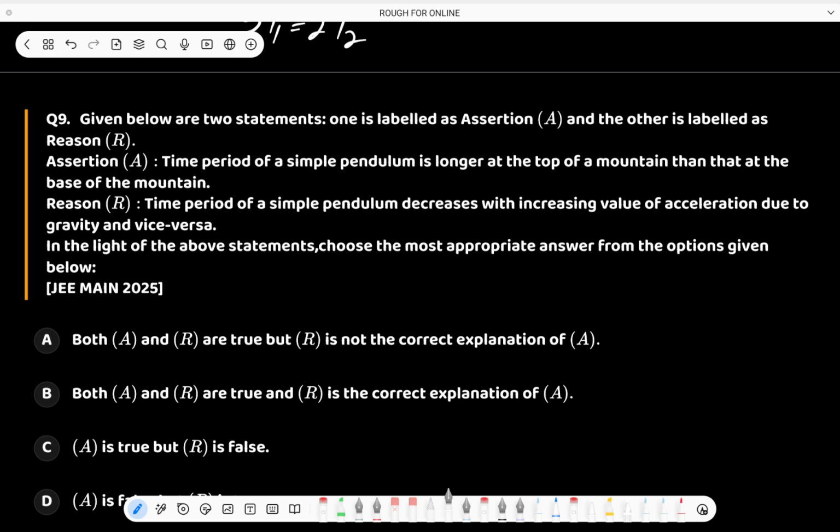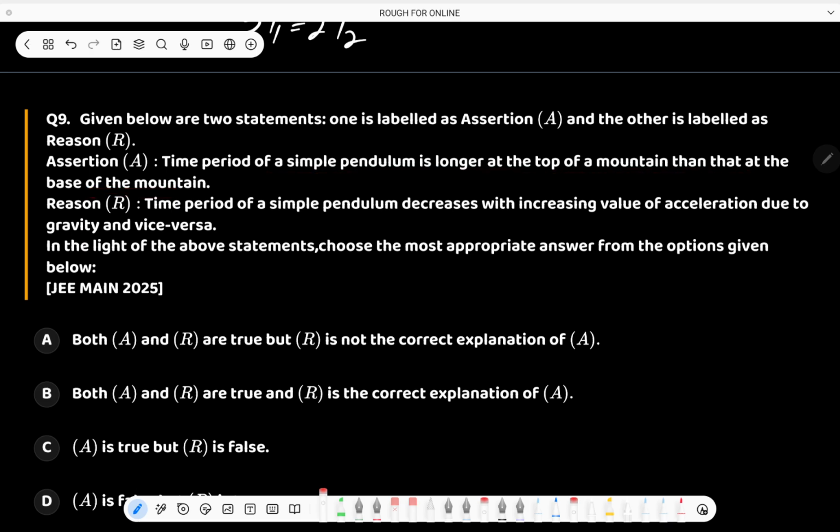As you move away from the surface of earth, as you go upwards, the acceleration due to gravity decreases. When the acceleration due to gravity decreases, the time period should increase. The question says that the time period of a simple pendulum is longer at the top of a mountain, so it is obviously true. That means the assertion is true.